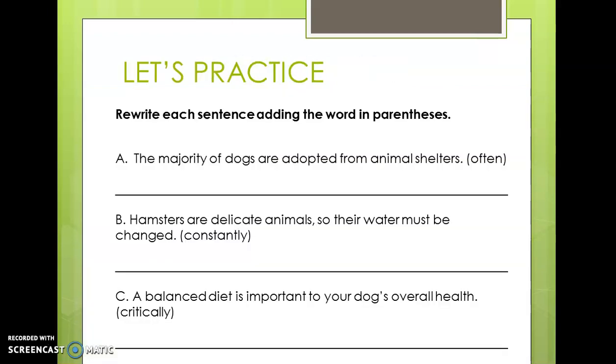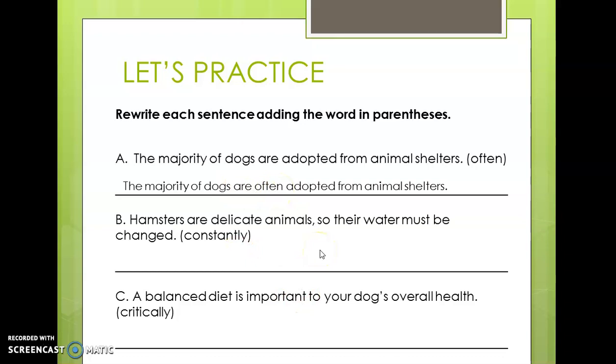Okay, let's practice a little bit. The idea is to rewrite these sentences with the adverbs that you have in parentheses. Okay, let's continue. A. The majority of dogs are adopted from animal shelters, and you have to rewrite the sentence with often. Often is a time adverb. Let's check. If you were thinking about this answer, you were totally right. So let's check it. The majority of dogs are often adopted from animal shelters. As you're using the verb to be, you place the adverb just right after the main verb, in this case, the verb to be. Let's check the next one.